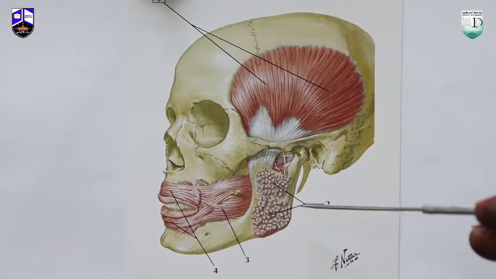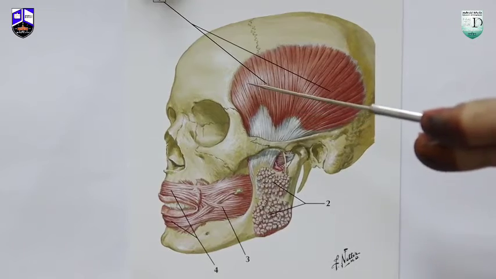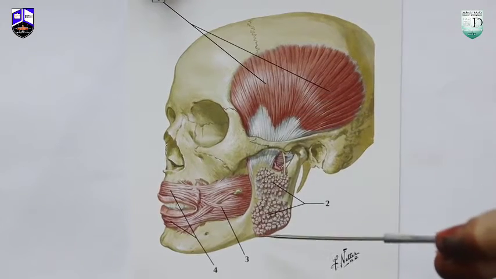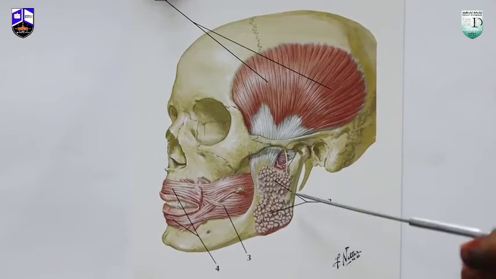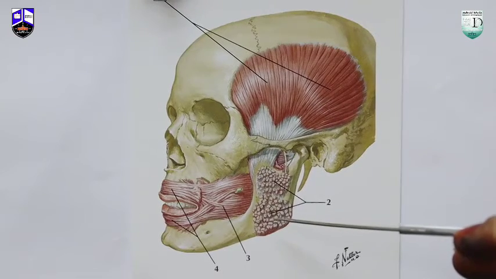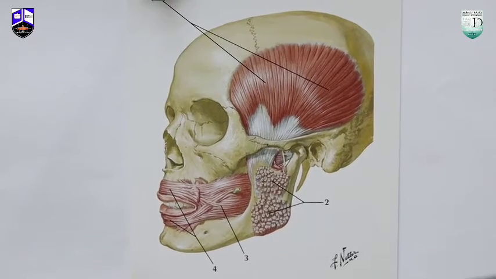The muscle is very strong, and the anterior fibers usually are primarily concerned with elevating the jaw, while the more posterior fibers are concerned with retracting the jaw from its protracted position.